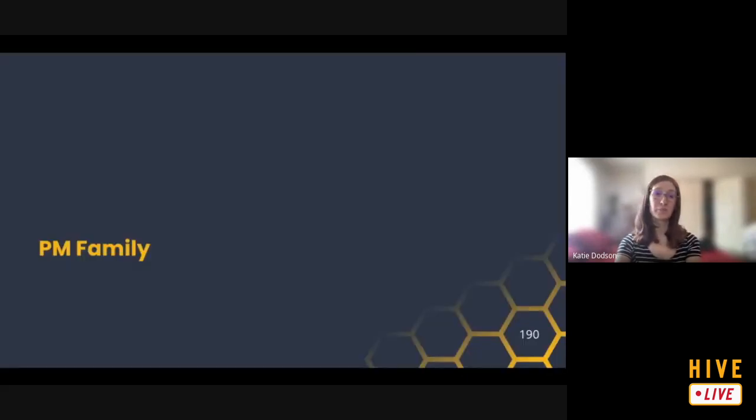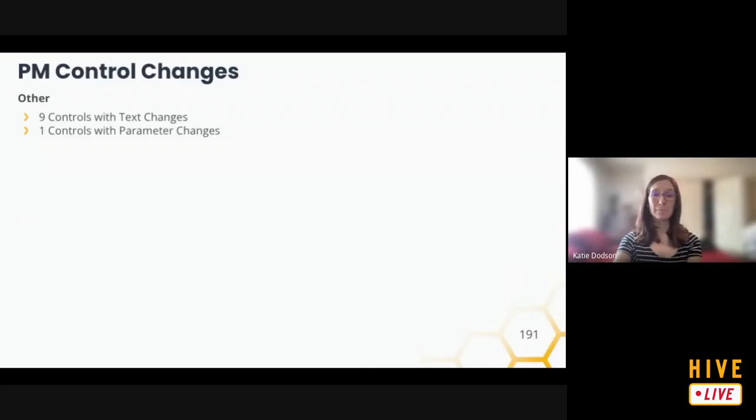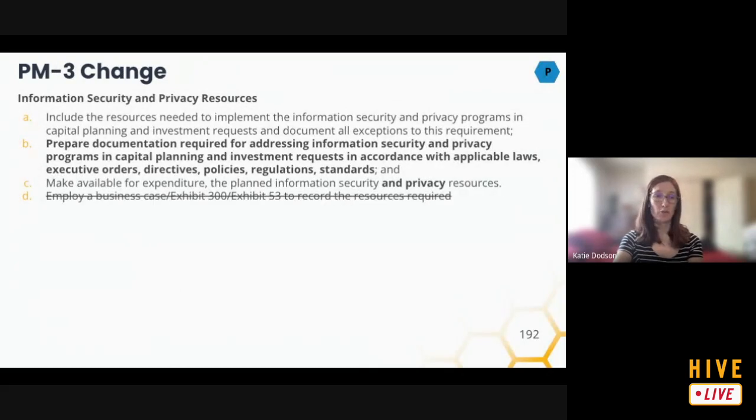All right, so PM, this is a family that is only going to impact the privacy baseline. So it's not one that we are going to really see in your security baselines for low, moderate, and high. So PM-3 is related to information security and privacy resources. Some of the changes made here, and again, a lot of these controls were in the appendix to Rev. 4, so you may be familiar with some of them already if you've incorporated them. But for anyone who was focusing on the security baselines, these will be new.